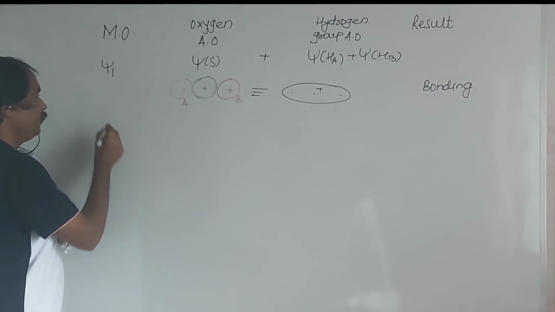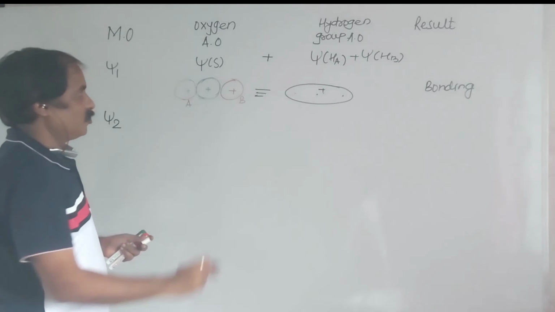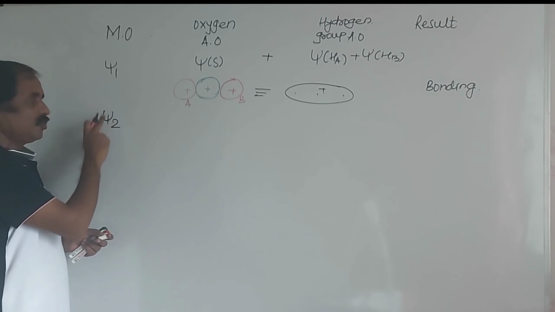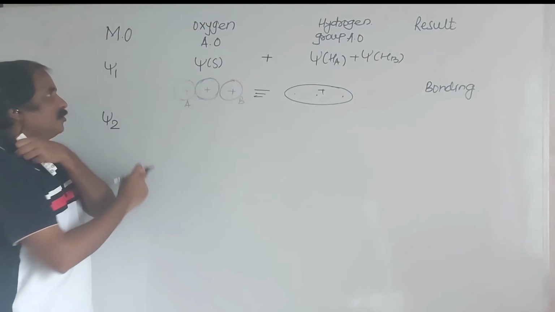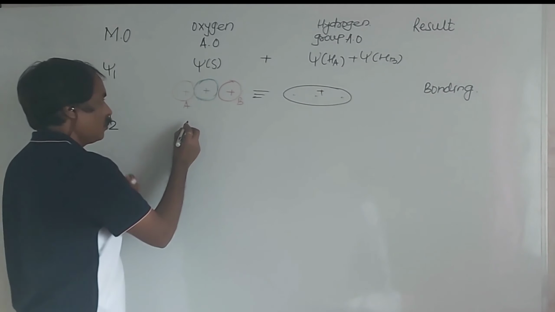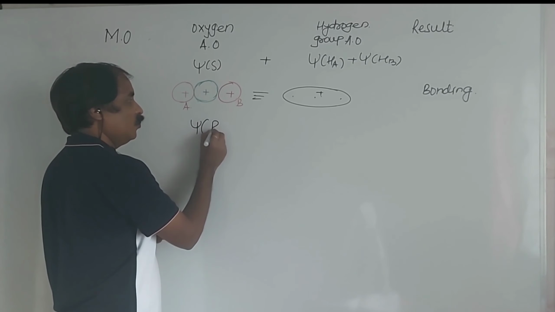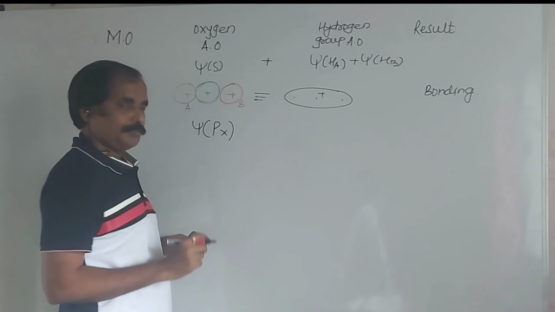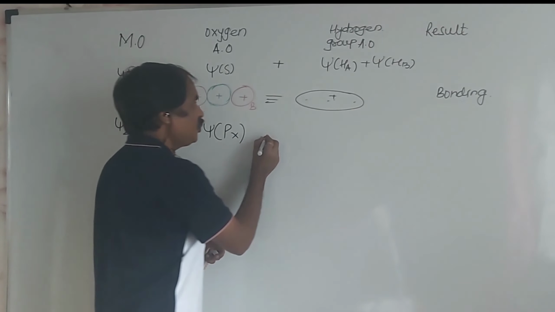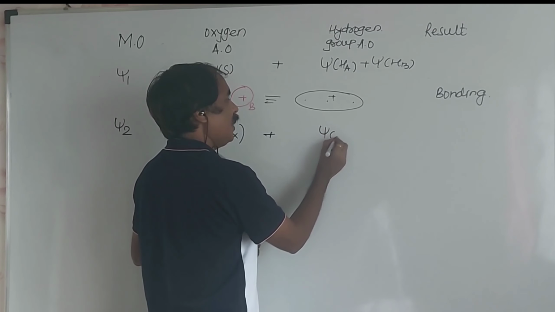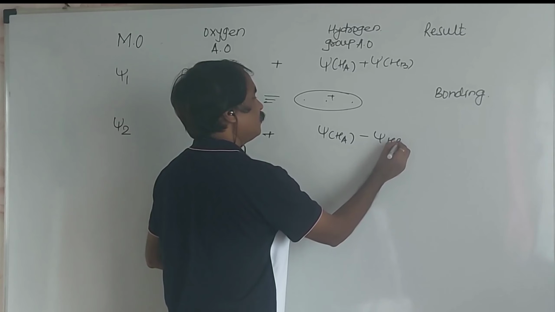Second possibility, I will take sigma 2. This is the second molecular orbital. Sigma 1 is the first molecular orbital, sigma 2 is the second molecular orbital. How is it formed? For that I will take the wave function of Px. You can take Pz here. I have taken the wave function of Px, combined with psi Ha minus psi Hb.